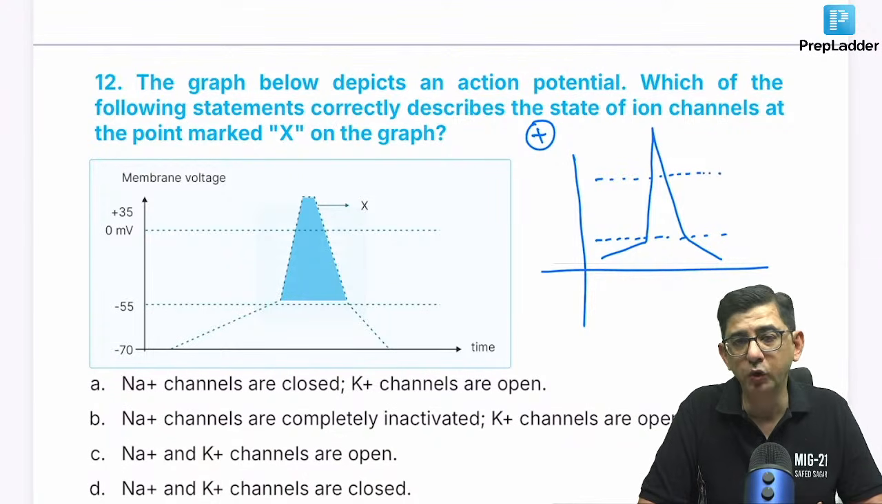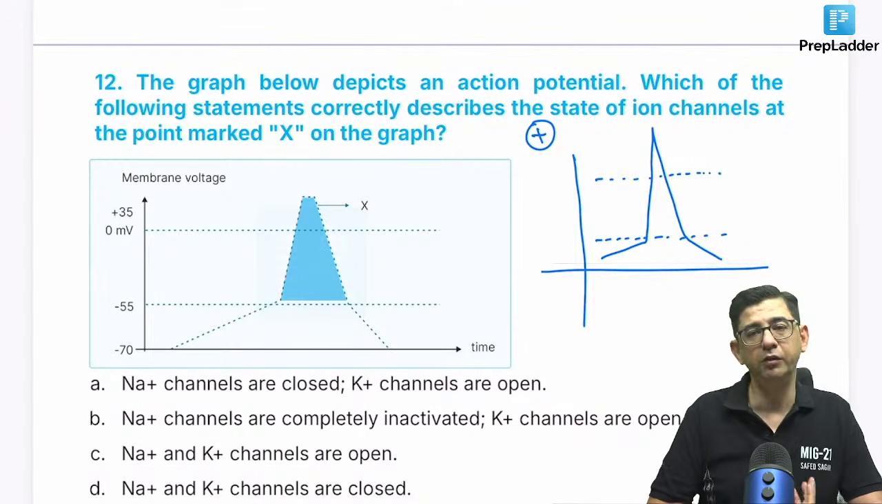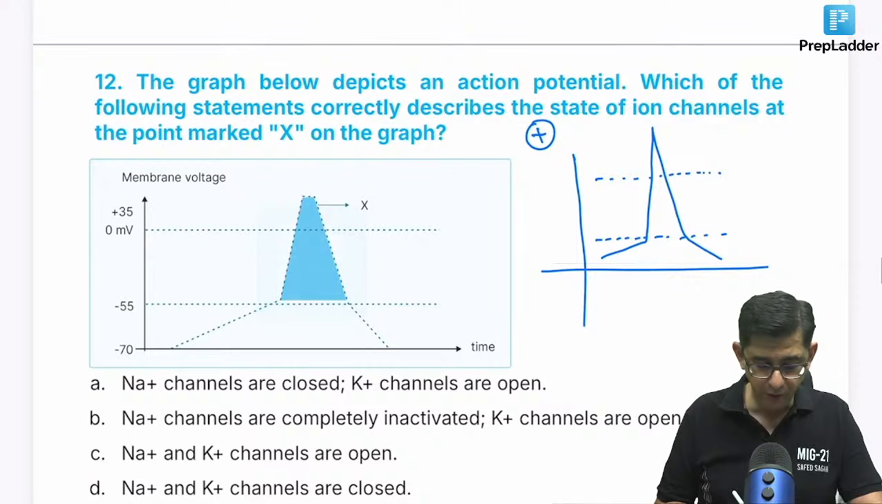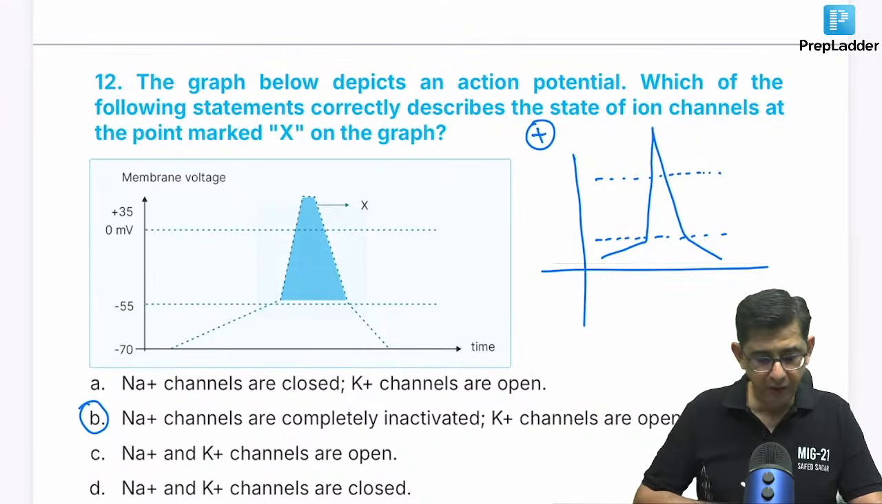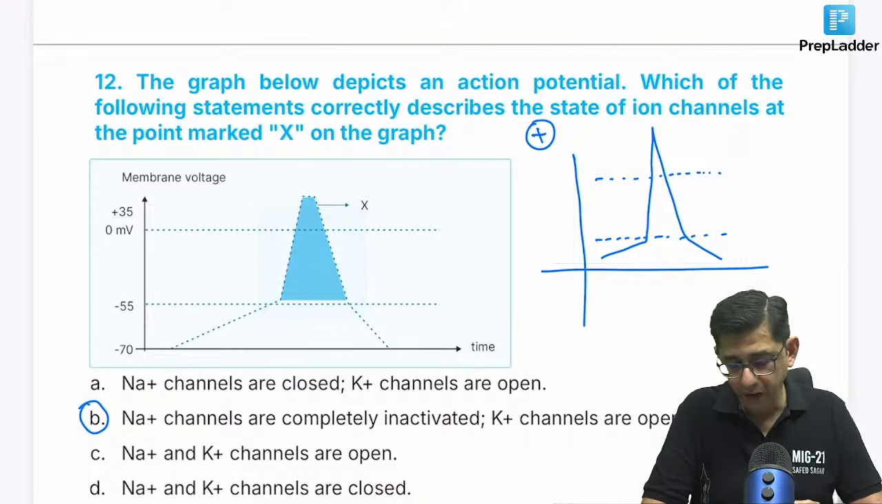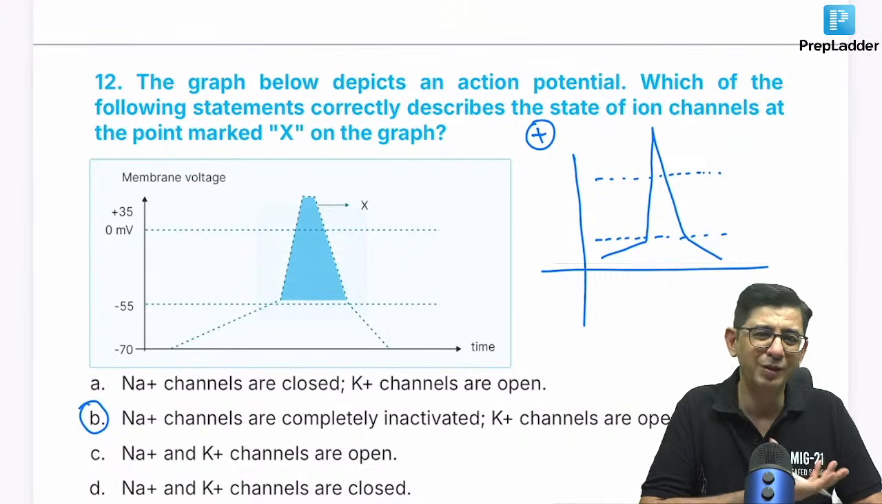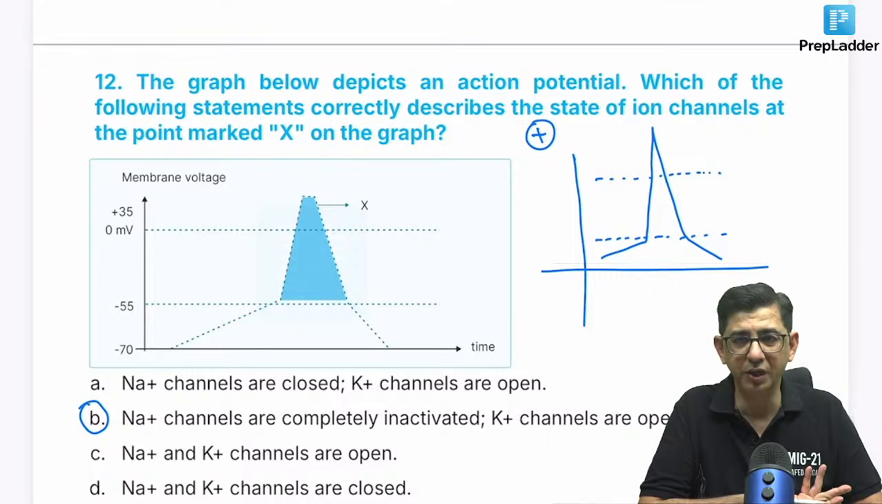When we go towards the positive side, the sodium channels are inactivated, and at the same time the potassium channels in the patient begin to open. So X is the value at which you need to remember that the sodium channels are completely inactivated and the potassium channels are going to be open. So the correct answer for the 12th one is option B. The simple role of sodium and potassium is what is being talked about.